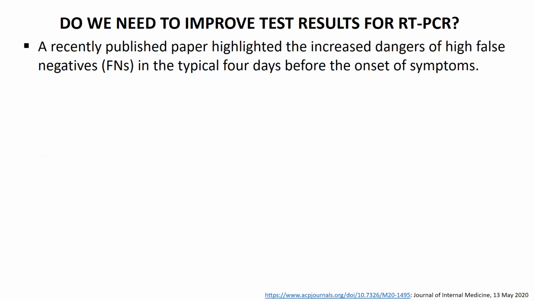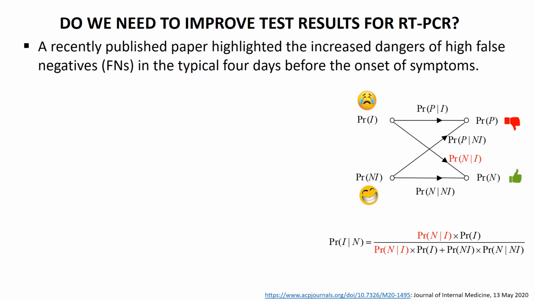So the question is, do we need to improve the test results for the PCR process? Well, in fact, we can see that we actually do, because one of the big problems are false negatives. This is where you tell someone that they don't have the disease, but they actually do, and they go out and infect other people. And a recently published paper, the reference is given at the bottom of the page, shows that typically 4 days before the onset of symptoms, you can have dangers of really high false negatives, probability of false negatives.